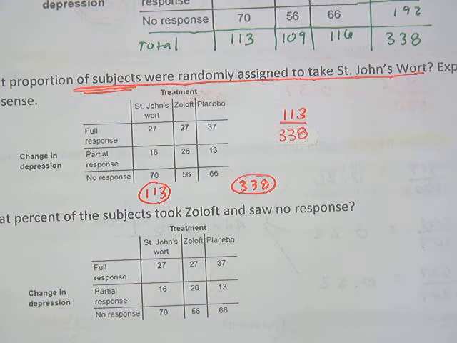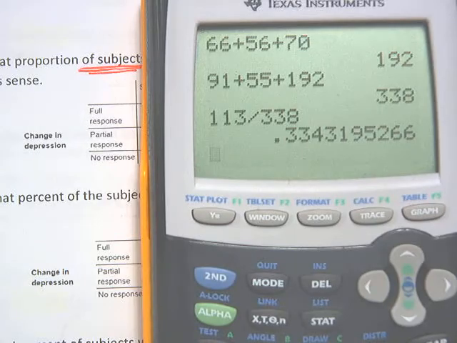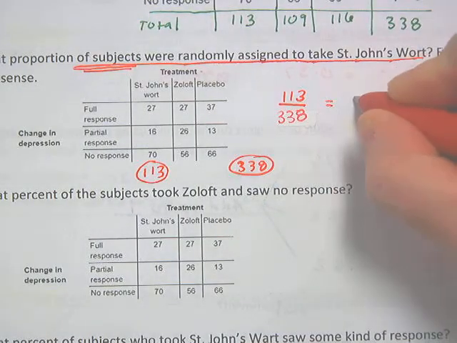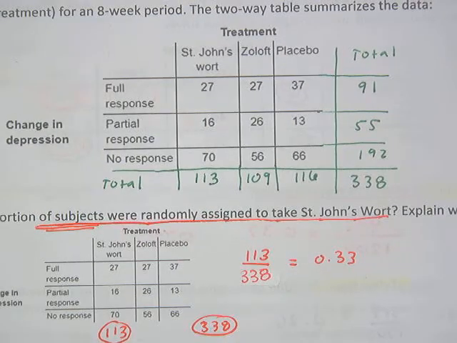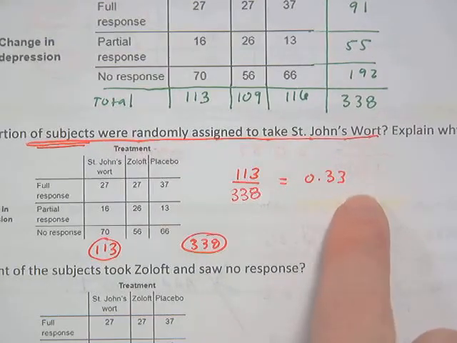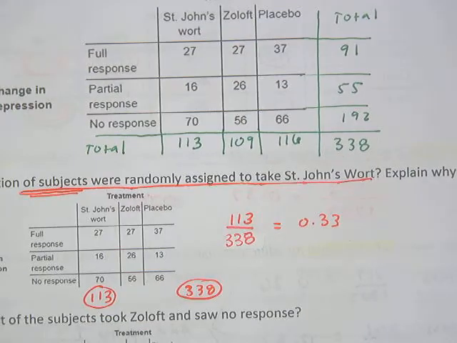It says, the reason I'm helping you with this one is because it says explain why this makes sense. So here's what I got in the calculator. 0.33, which is like a third. Now why does that make sense? If I'm designing a study and I take this group of people and I need to randomly assign them to take one of 3 random pills, why does it make sense that 0.33 were assigned, or 33% were assigned to take St. John's wort? Because when we talk about designing experiments and studies, it's important for you to understand this stuff.